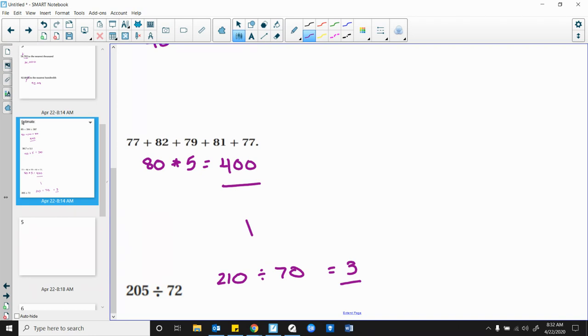Is this a great strategy if you're doing a test? No. Is this a great strategy if you're trying to get where something's near or how close to where something is? Yes. That's why we just hit on it a little bit. There are some situations in algebra when rounding and estimating are necessary.